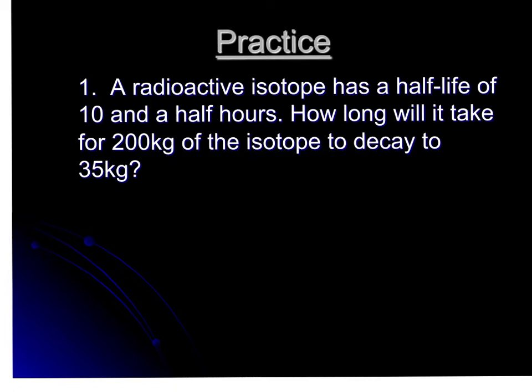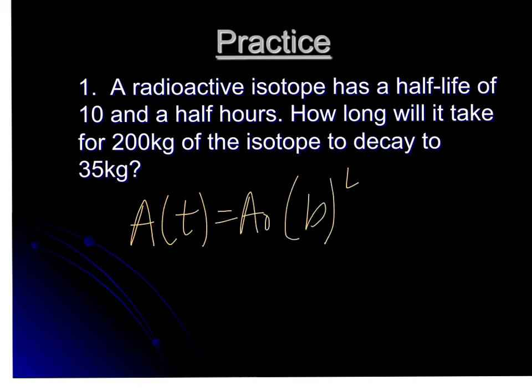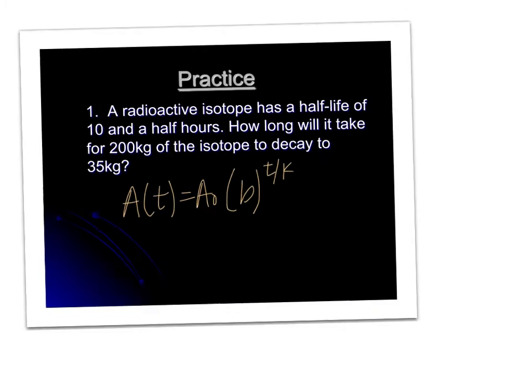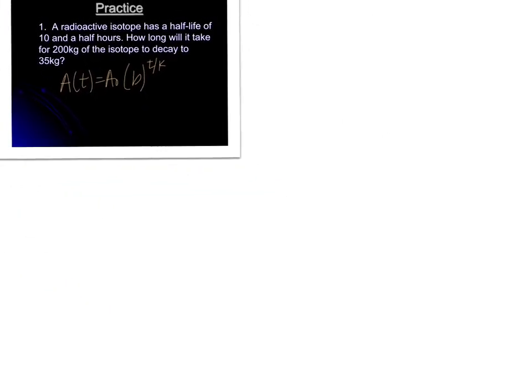So this isotope has a half-life of 10.5 hours. How long will it take for 200 kilograms of that to decay to 35 kilograms? Once you see half-life, you should be thinking of this formula, right? A sub 0 times b to the t over k. Let's leave ourselves some room to be able to do this and see what we can plug in.